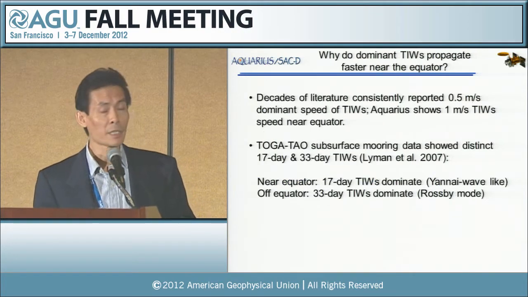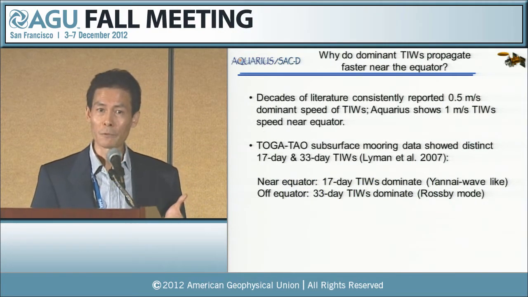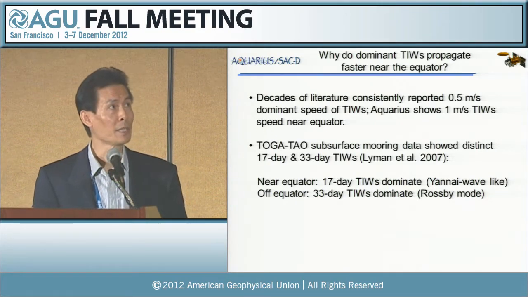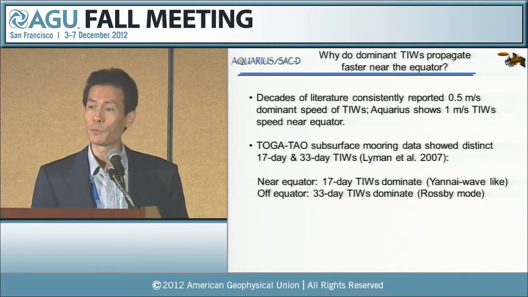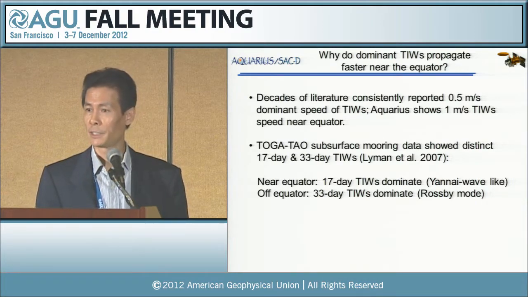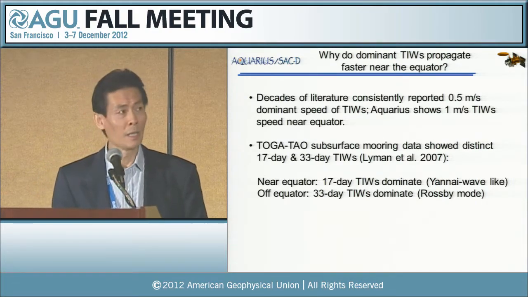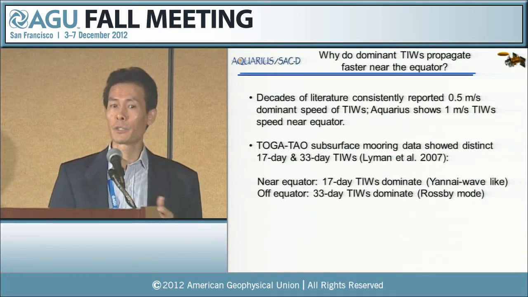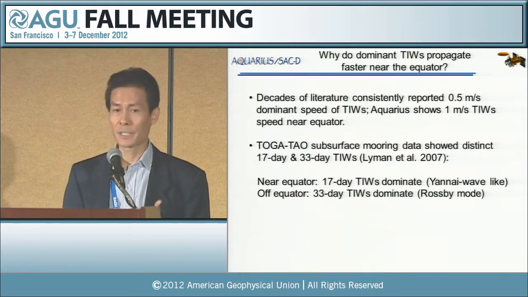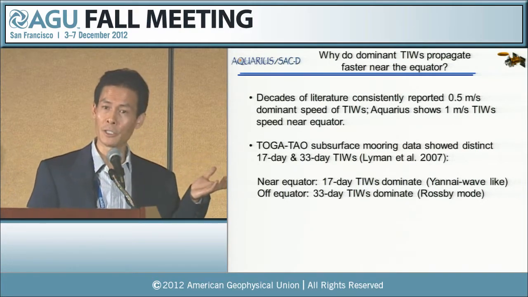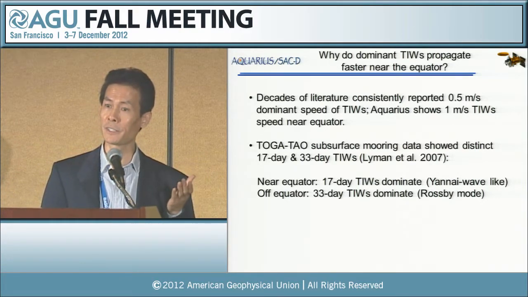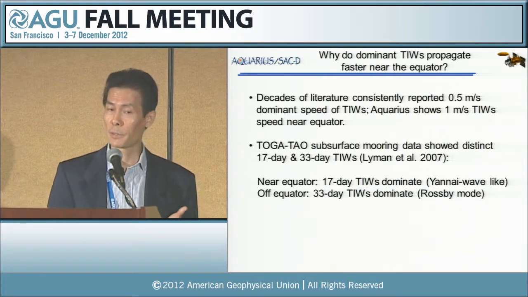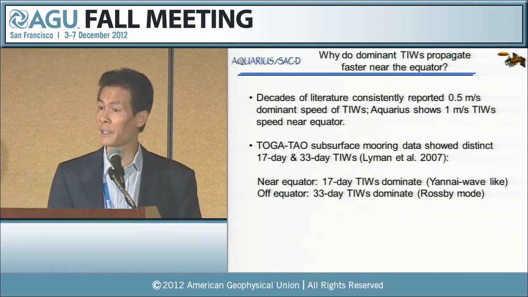So here I would like to discuss another point, which is the faster propagation of the TIW near the equator. Now, as I mentioned before, 3.5 decades of literature has been consistently reporting a 0.5 meter per second propagation, and that's primarily because most of the observations are based on SST and SSH. And as you saw earlier, the signal of SST and SSH propagation at the equator is very incoherent, and the best propagation is provided by the SSS.